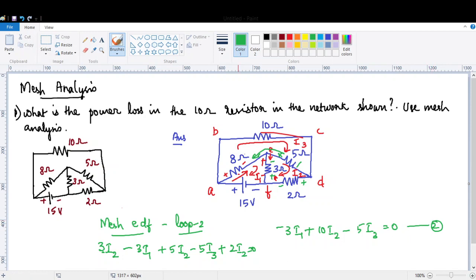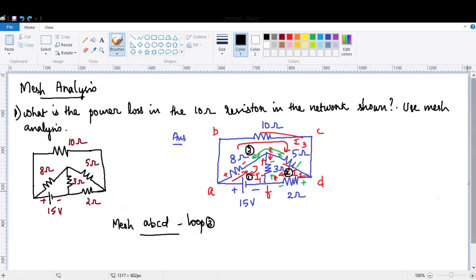Now we have the third equation in which the third loop, in which the current I3 is flowing. The loop is ABCD. So now we are going to consider the third loop. In third loop it is named as ABCD. So in that case current is entering in the 8 ohm like this.